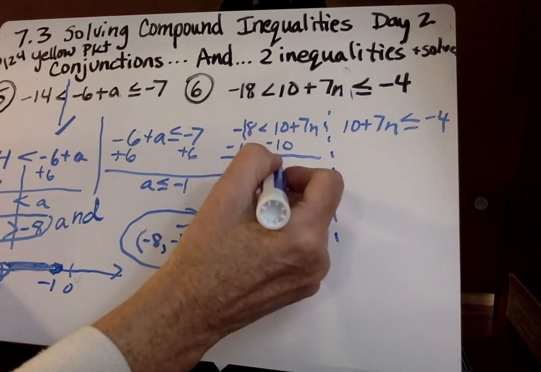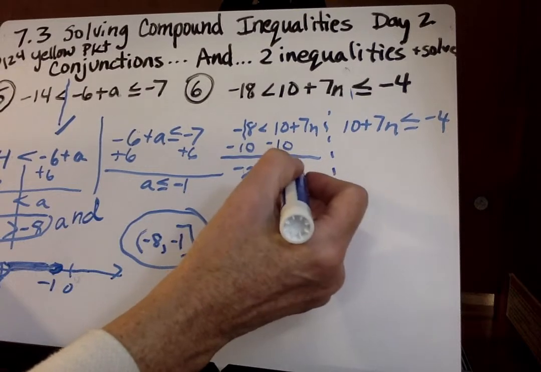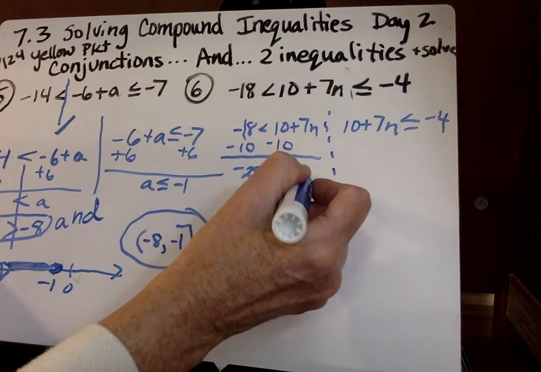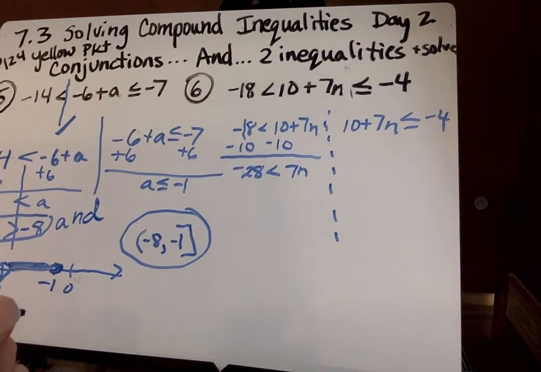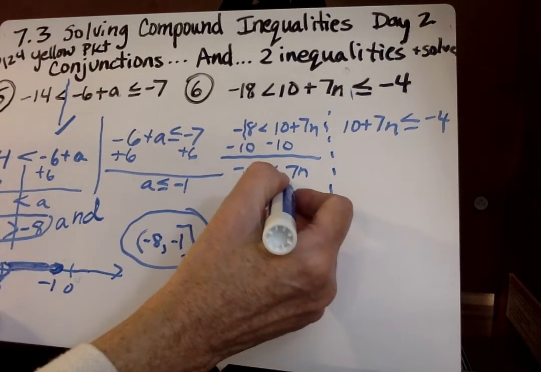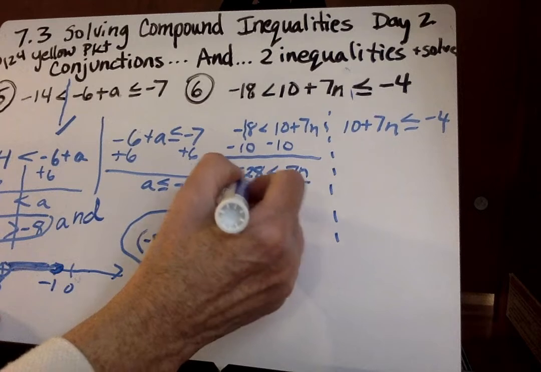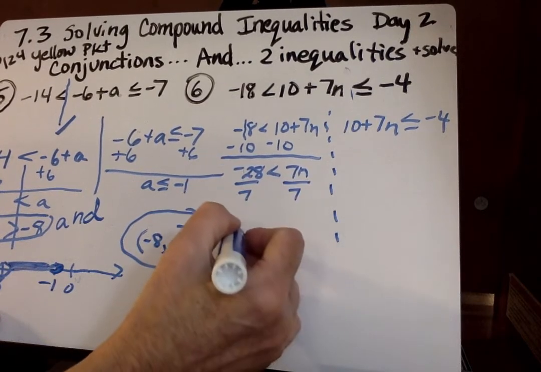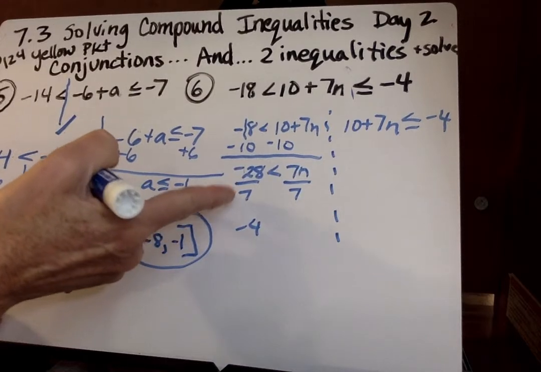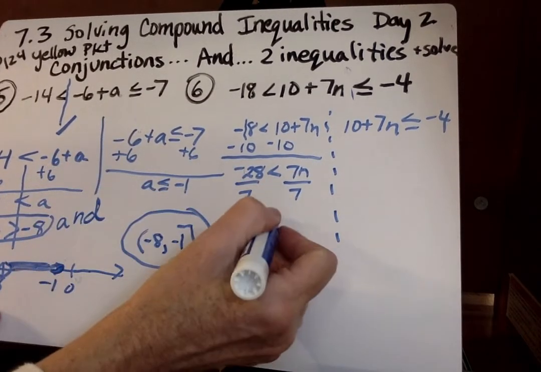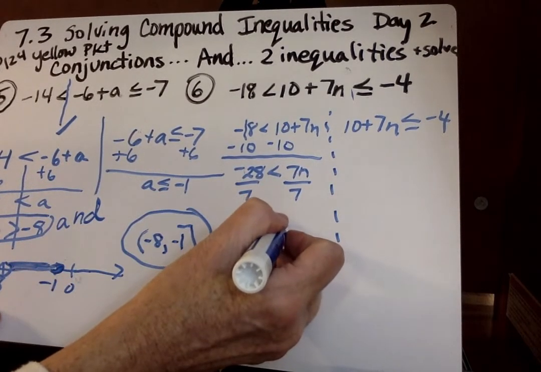I don't switch a sign. I didn't multiply or divide by a negative number. And I double check and see that that's a positive. So I leave that 7 in. Then I divide by 7. Okay, even though the top number was negative, the bottom number was not. So I did not divide by a negative, so I keep it the same direction.